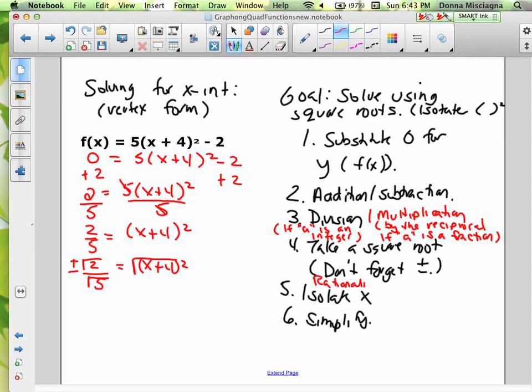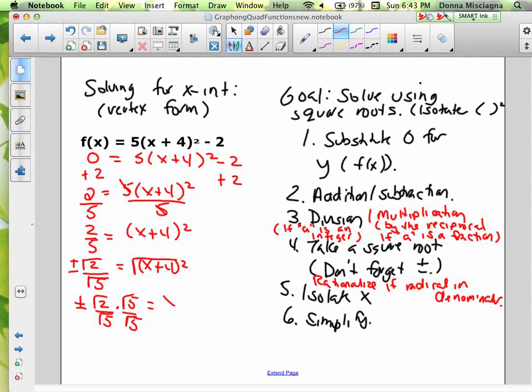So I'm just going to write here, rationalize if there is a radical in the denominator. This really won't happen very often to you. Probably not at all, but it's still good to know what to do. All right, so we have plus or minus the square root of 2 divided by the square root of 5. And the only way I can get rid of that square root of 5 in the denominator is to multiply it by the same value.